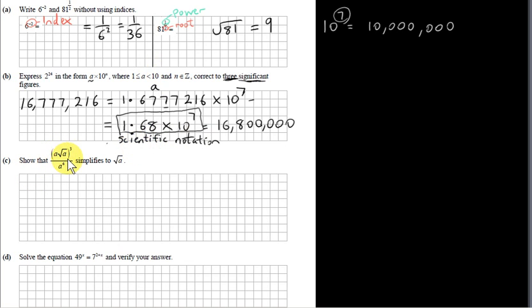Show that a times the square root of a cubed divided by a to the power of 4 simplifies to the square root of a. As we saw earlier, we know that the square root of a means a to the power of a half. We saw that up here. 81 to the power of a half is the square root of 81. So vice versa, the square root of 81 is 81 to the power of a half. So the square root of a can be written as a to the power of a half. And I just forgot these brackets around a times root a.